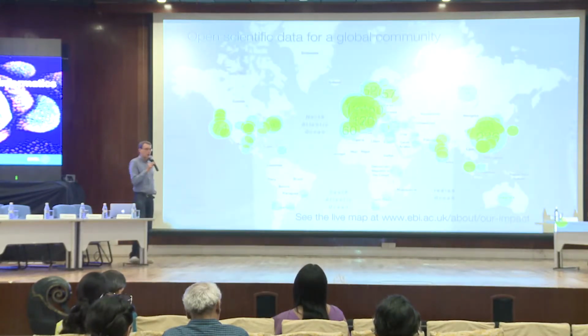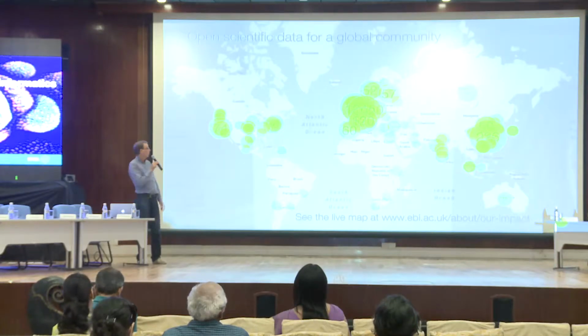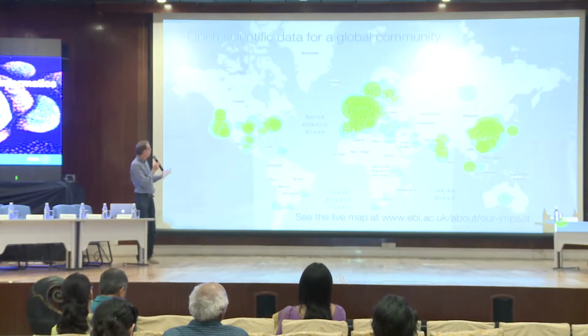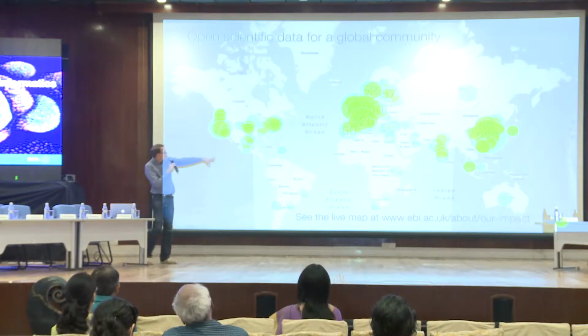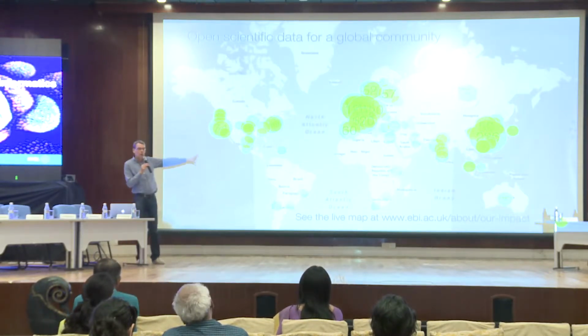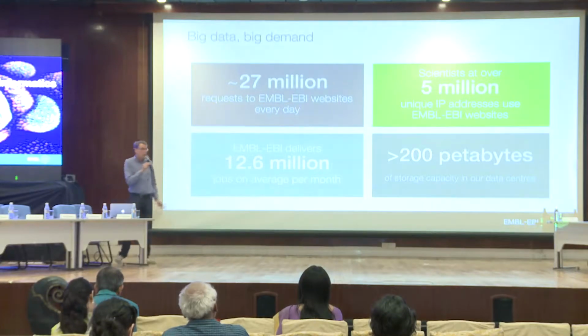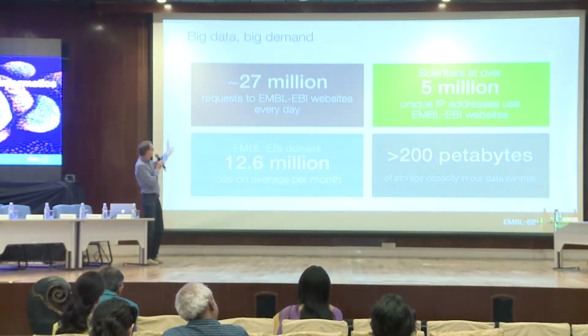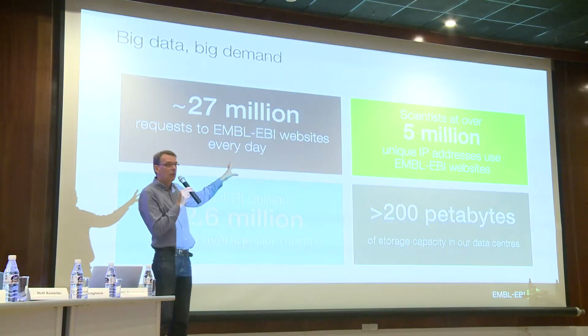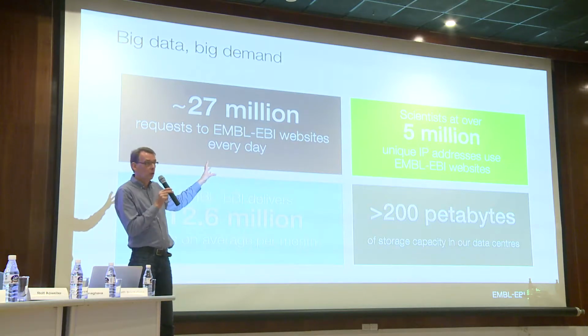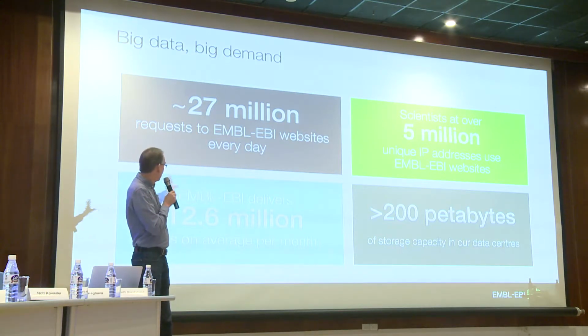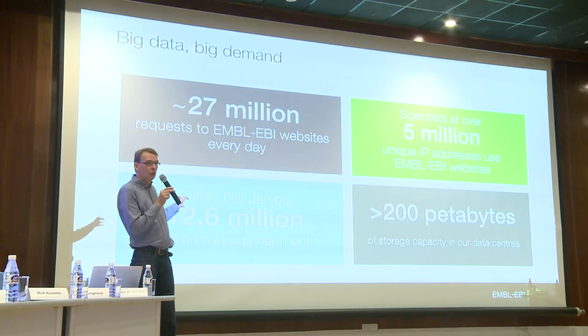So we are not only collaborating globally, we also serve a global community. And you can see there are a lot of dots also from India. Around 10% of our usage comes from India. So it's quite significant. Overall, we have every day around 27 million hits against our websites. Per month, around 5 million different IP addresses are logged into our databases. And we run millions of computational jobs for external users on our websites.